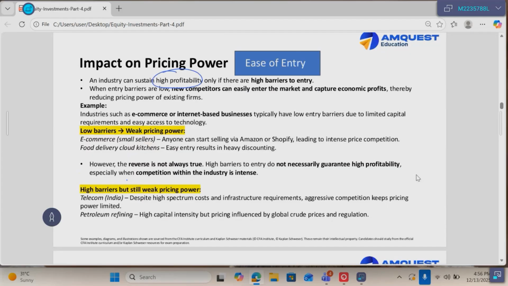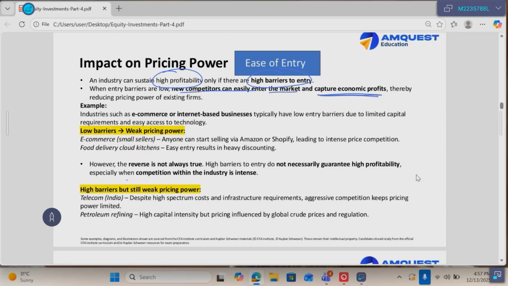High profitability is possible when there are high barriers to entry. If people can easily enter and start this business, then whatever profits you have, somebody else is going to eat that. So if it is very easy to start this business, it is very difficult to capture economic profits. The new competitors can easily enter and the economic profits will go down and your profitability is impacted.